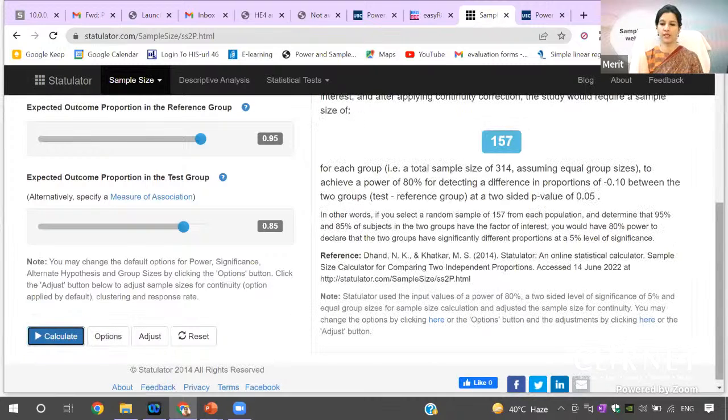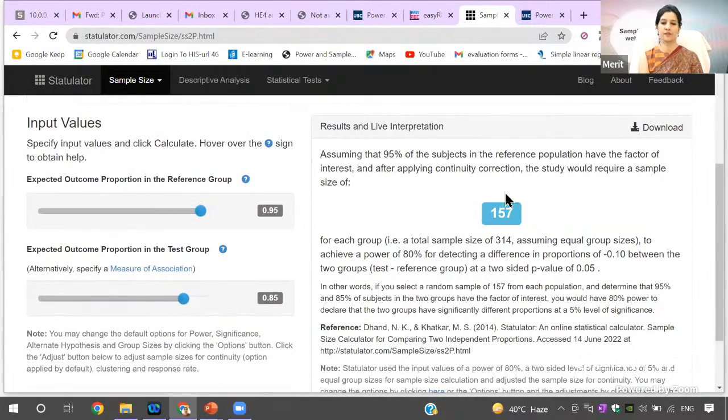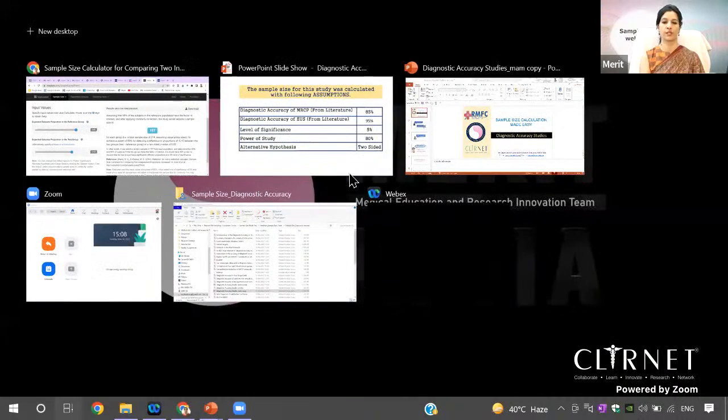If you calculate, the sample size is 157. But it will calculate the sample size 157 in each group. That means the total sample size will be 314. That means you will take 314 individuals and you will administer the index test 1, then index test 2, and then you will again do a reference test. And that's how you can do the analysis. So this was regarding the two proportion.